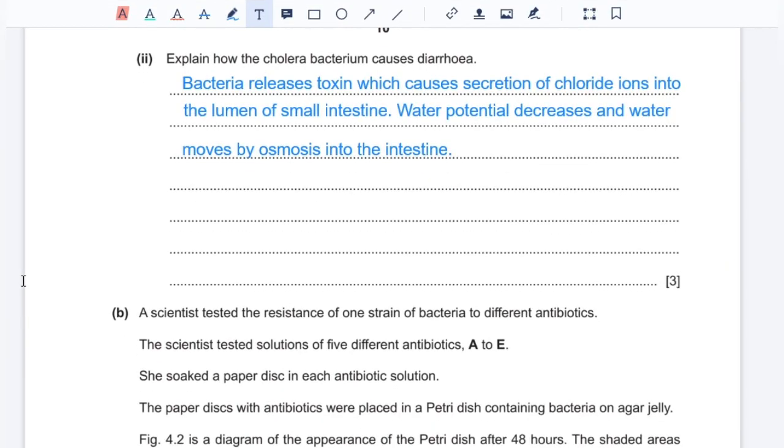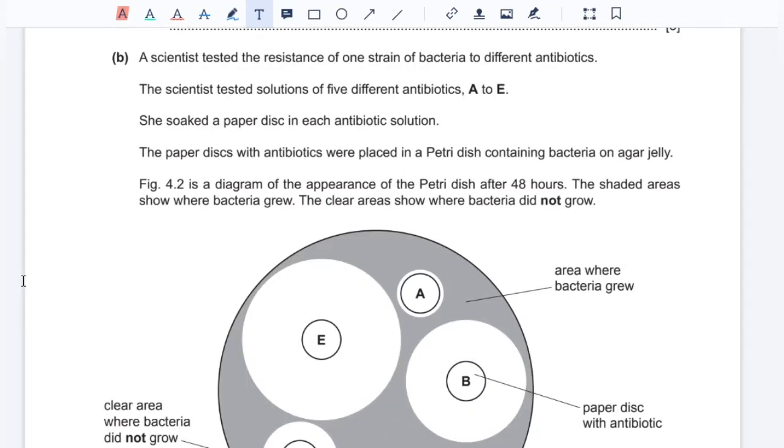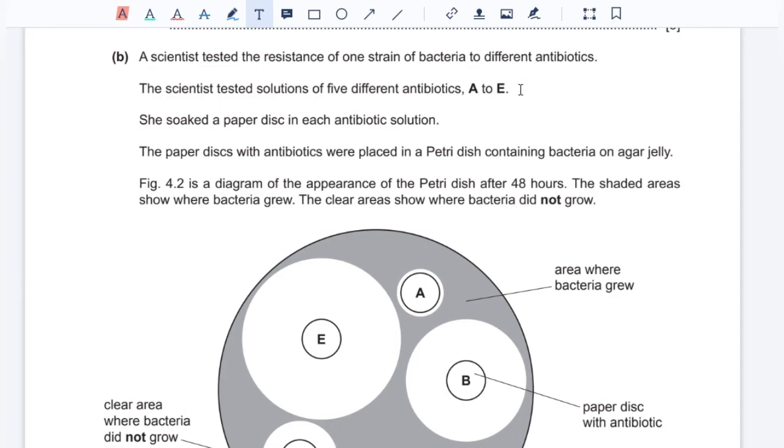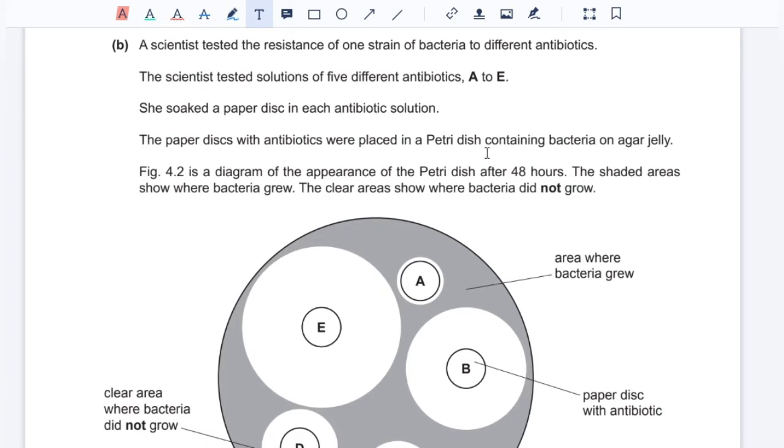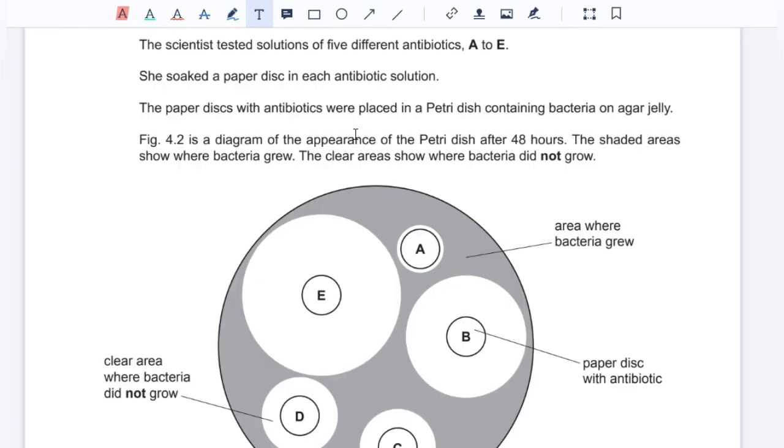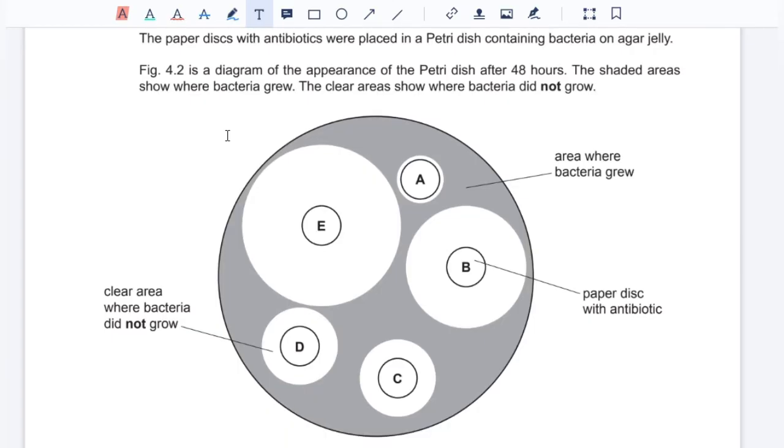B. A scientist tested the resistance of one strain of bacteria to different antibiotics. The scientist tested solutions of 5 different antibiotics, A to E. She soaked a paper disc in each antibiotic solution. So you've got 5 different antibiotic solutions, and using them, you'll be soaking 5 different discs. The paper discs with antibiotics are placed in a petri dish containing bacteria on agar jelly. Figure 4.2 is a diagram of the appearance of the petri dish after 48 hours. The shaded areas show where the bacteria grew, and the clear areas show where the bacteria did not grow.